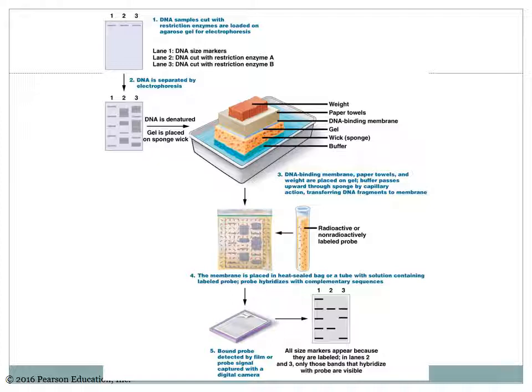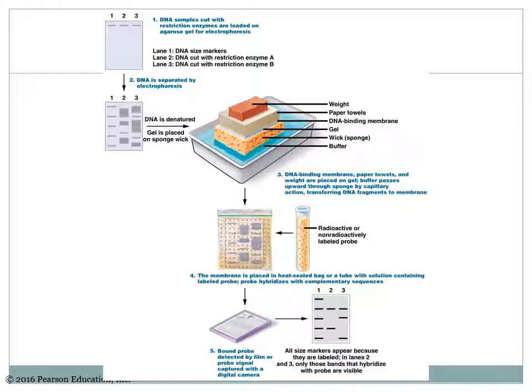Then it is placed on a sponge wick that is in contact with a buffer solution and covered with a DNA binding membrane. Layers of paper towels or blotting paper are placed on top of the membrane and held in place with a weight. Capillary action draws the buffer through the gel, transferring the DNA fragments from the gel to the membrane.